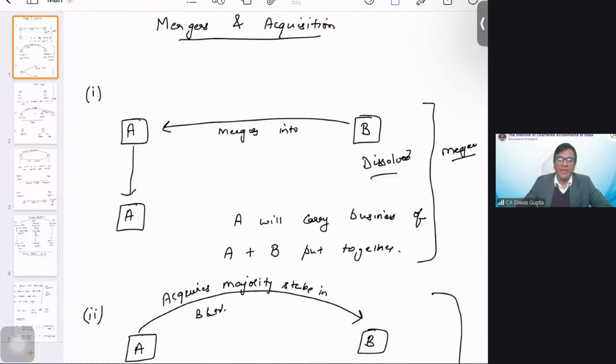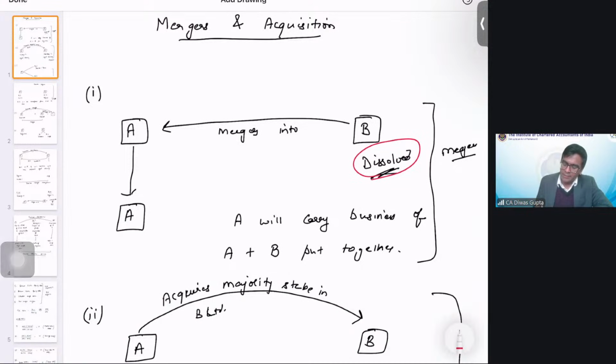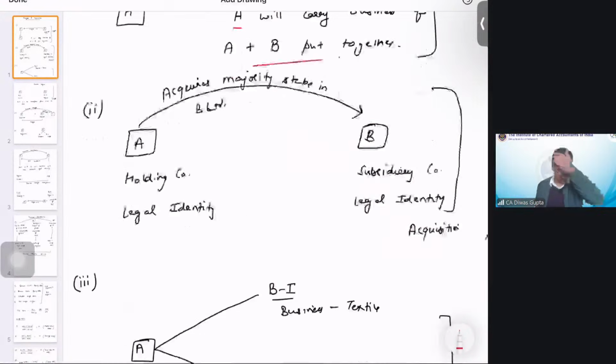So, the first one, which is a more popular one, is wherein there is an entity called A and there is an entity called B. So, the B entity merges itself into A entity, and B's independent identity is dissolved. Okay, so all the assets and liabilities of B get merged into the assets and liabilities of A, and B's separate legal entity is dissolved. And post merger, A will carry the business of A plus B put together. Clear? So that is one form of merger.